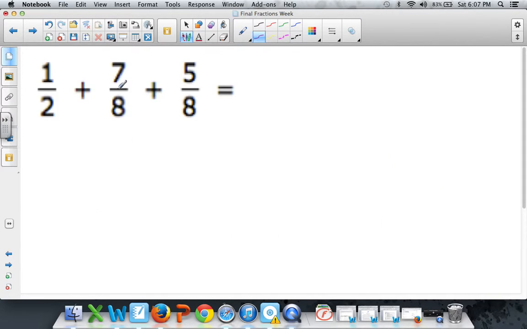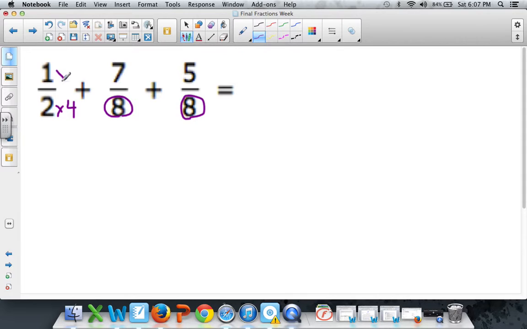Oh no! We're adding fractions. These numerators are the same. But this guy is not the same. That's okay. We can make them the same. How can a 2 become an 8? Think about it. Through multiplication, a 2 can become an 8 by multiplying it by 4. 2 times 4 is 8.